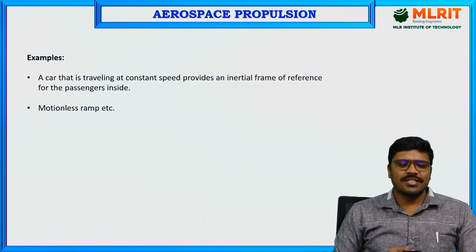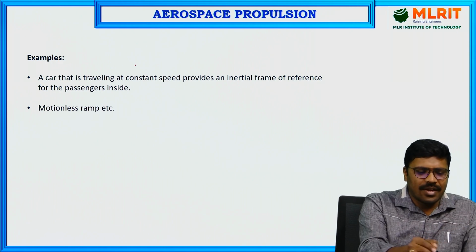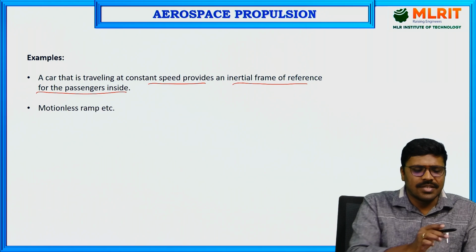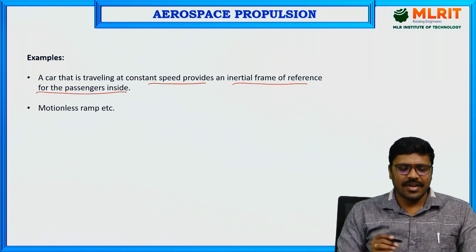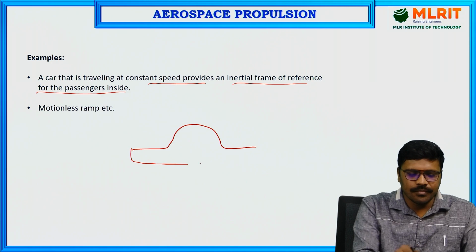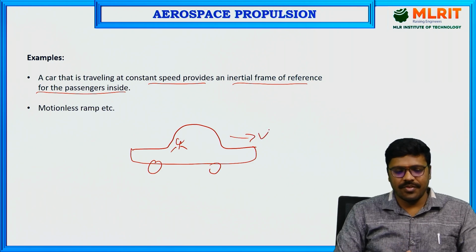Examples. What are the examples that come under inertial frame of reference? A car that is traveling at constant speed provides an inertial frame of reference for the passengers inside. So if I take a car, some passenger is sitting in it, and the car is moving with some constant velocity v.